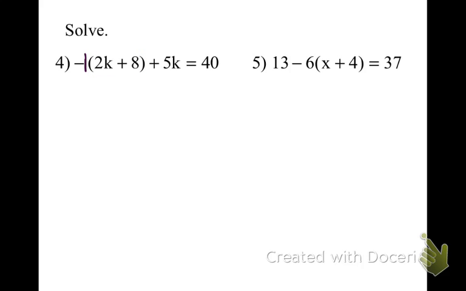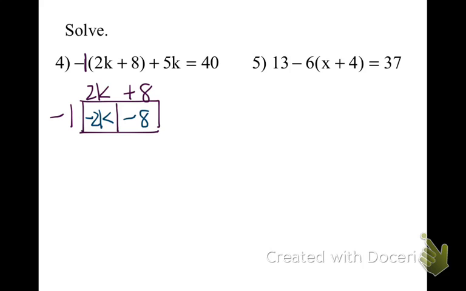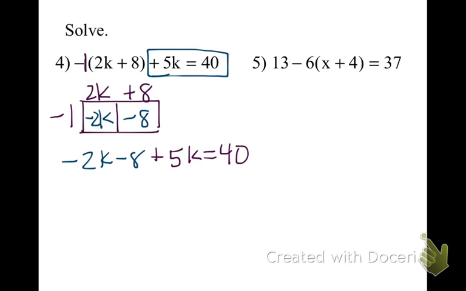I should be using the box method because I have to distribute this negative 1 to my 2k and to my 8. So I set up my box, negative 1, my 2k goes on top, my positive 8 goes on top, so let's multiply. Negative 1 times 2k is a negative 2k. Negative 1 times 8 is a negative 8. So I end up with negative 2k minus 8, but that's not my answer. Don't forget we have these other leftovers up here. So I end up with plus 5k is equal to 40.